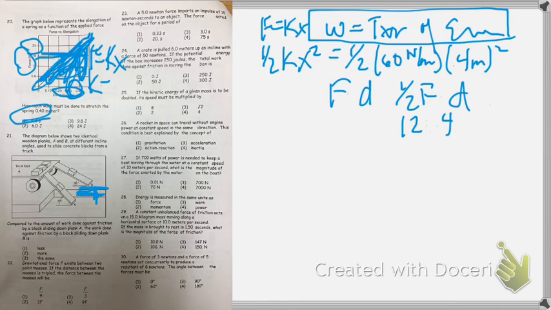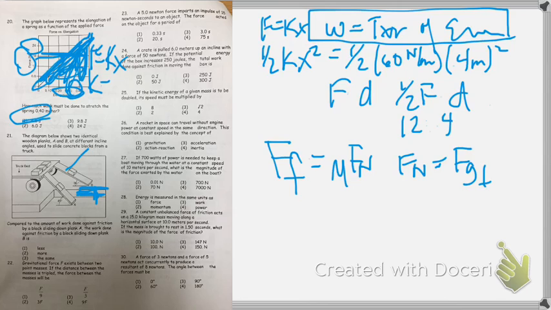So the work done by B. So friction, force of friction, is mu Fn. And in this case, Fn, wow, this is a tough question, is Fg perpendicular, right? It's the same as Fg perpendicular. Are the blocks the same? Yeah, I think the blocks are the same. So Fg perpendicular is equal to Fg cosine of theta.